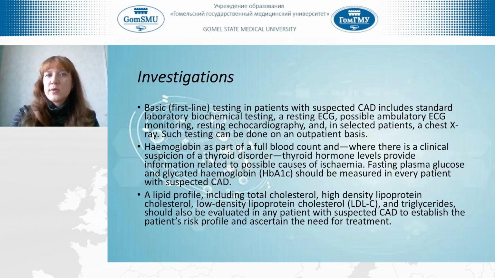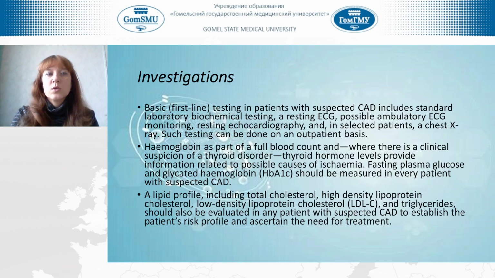Investigations. Basic first-line tests in the patient with suspected cardiovascular disease include standard laboratory biochemical tests, resting ECG, ambulatory ECG monitoring, resting echocardiography, and in select patients chest X-ray. Such testing may be done on an outpatient basis. Hemoglobin is a part of the full blood count, and where the clinical suspicion is a thyroid disorder, a thyroid hormone level is needed. Anemia is a possible cause of ischemia.